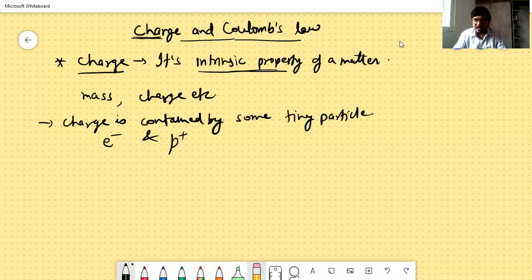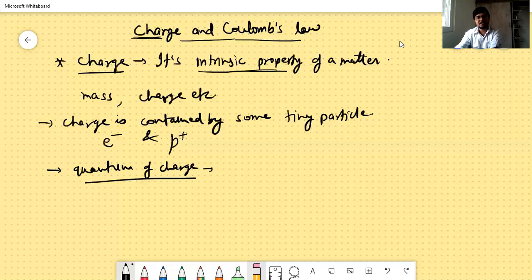So that's why any matter cannot have a fractional multiple of a minimum value of charge. That minimum value is called the quantum of charge. Now, what is the quantum of charge? Quantum of charge is the minimum charge that a particle can have. Now, if it is having minimum charge, it means it will be having only one electron or only one proton.